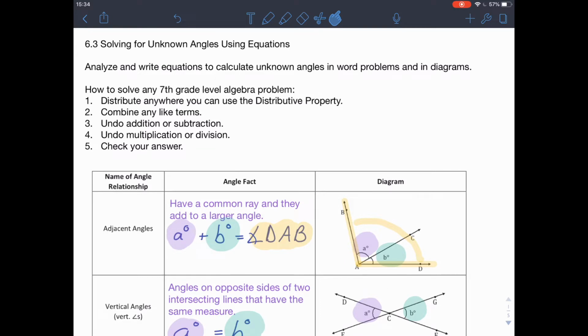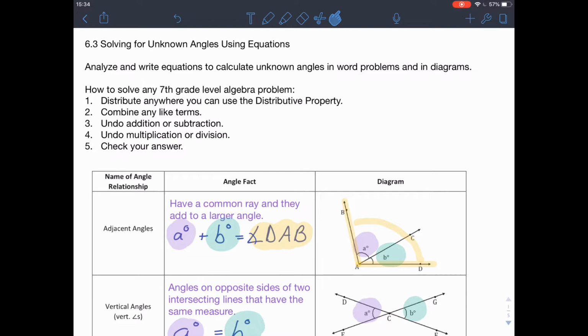This is going to be a bit of a review of topics we already covered back in Module 3. There's two pieces that we covered then that we will be using today. The first is how to solve any 7th grade algebra problem. Remember, you can do the distributive property first, then combine any like terms, and then undo your addition or subtraction with the inverse, and then multiplication or division with the inverse. Once you've done that, your variables should be isolated and you can just check your answer.